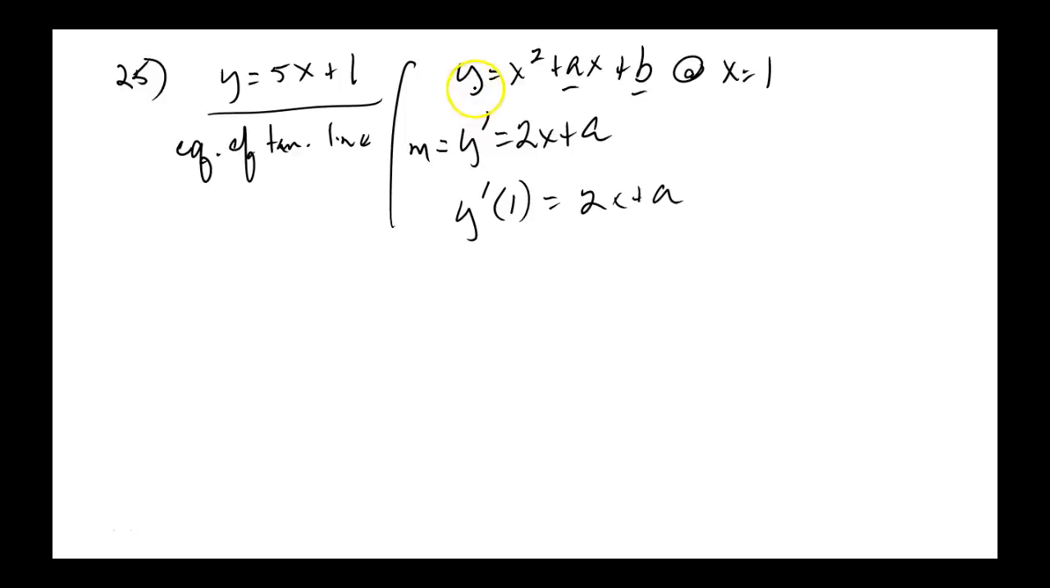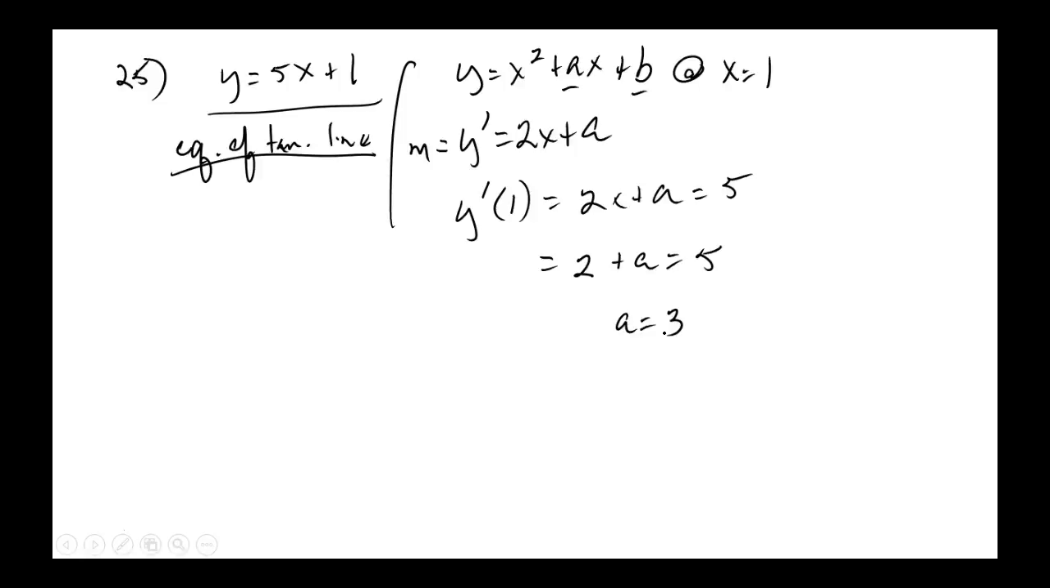Don't let the ones and things get too confusing. This is the equation of the tangent line, not the slope of the tangent. So 2x plus a has to equal 5. And by the way, x is 1, so this is 2 times 1, which is 2, plus a is equal to 5. So that gives us that a is equal to 3.